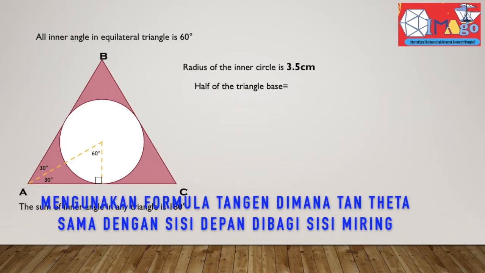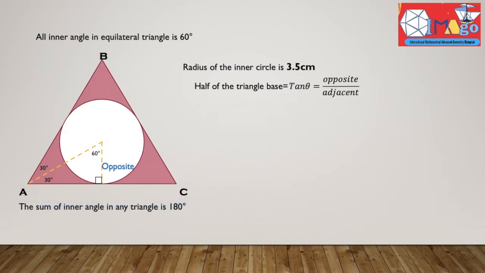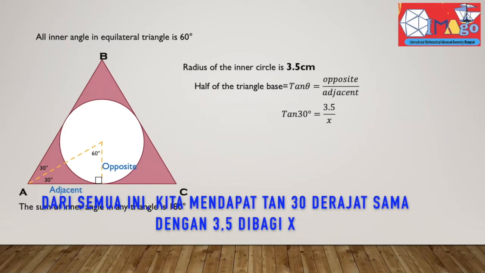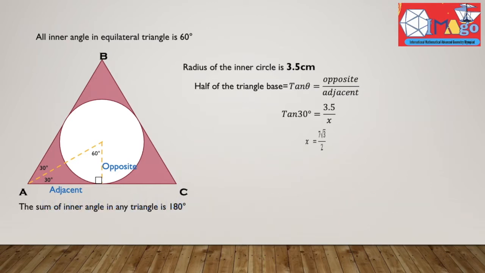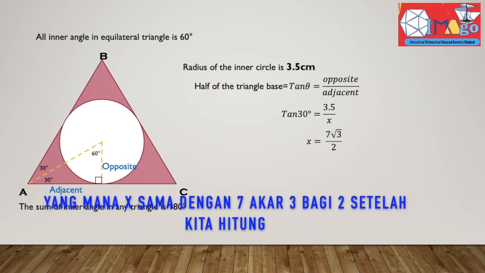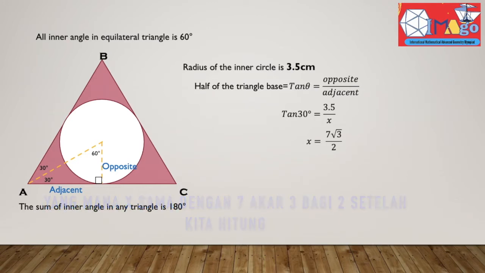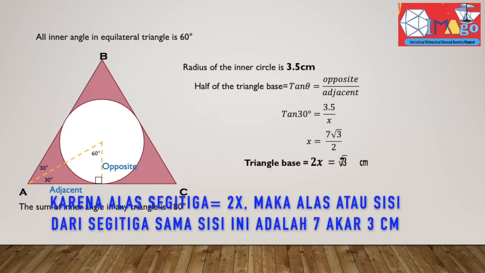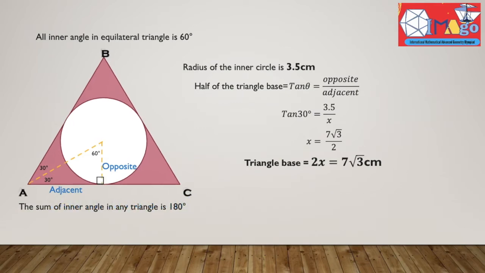Using the tangent formula, where tangent theta is equal to opposite divided by adjacent. Here we take 30 degrees as the tangent angle, the circle radius as the opposite, and half of the triangle base as the adjacent. From this, we got tan 30 degrees equal to 3.5 over x. After calculation, we got that x is equal to 7 root of 3 over 2. Since the triangle base is equal to 2x, the length of the triangle base is equal to 7 root of 3 cm.